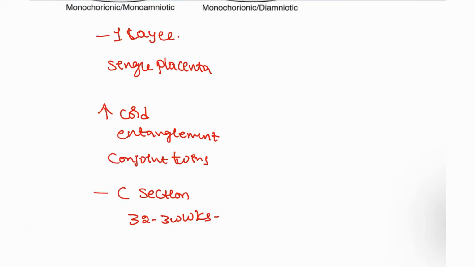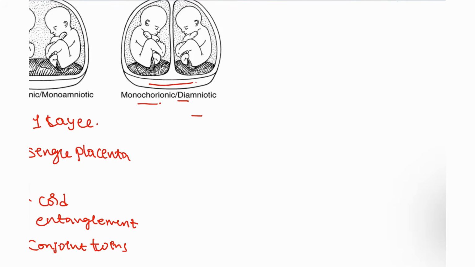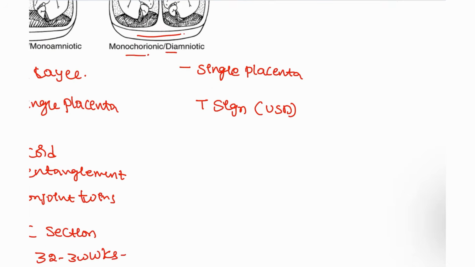Next, the last one, monochorionic diamniotic. Most of the time the only layer that is differentiating is the amniotic. The chorion will be the same, and in this patient a single placenta is present. Here we are going to see the T sign. The T sign is seen on the ultrasound. What does the T sign mean, guys? Single chorion with no intervening placenta. That is the T sign.